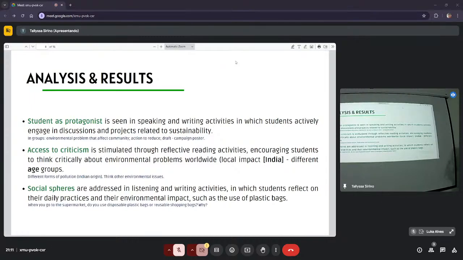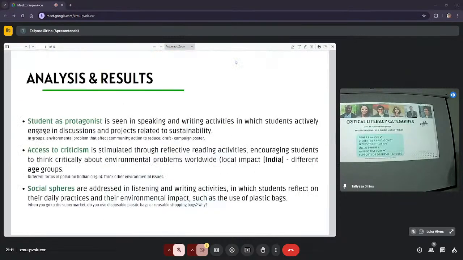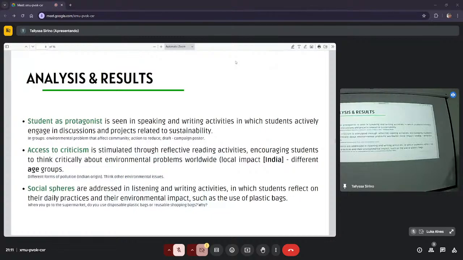and their environmental impacts, such as the use of plastic bags. So in here we have very simple questions for the students to think about their daily attitude. For example, when you go to the supermarket, do you use disposable plastic bags or reusable shopping bags? So the simple questions for the students to think: what can they do to help the planet, changing simple things that they do in their daily practices.